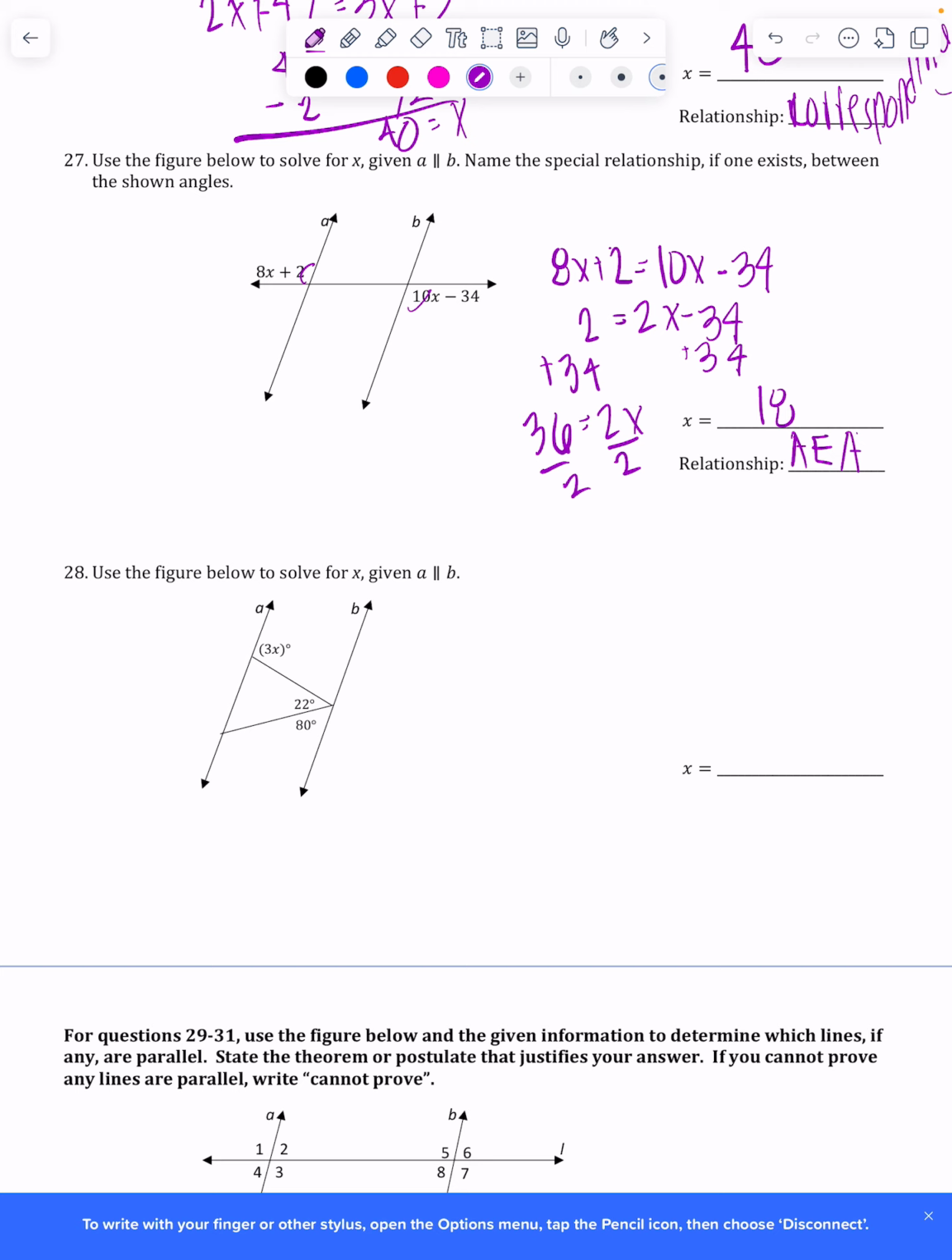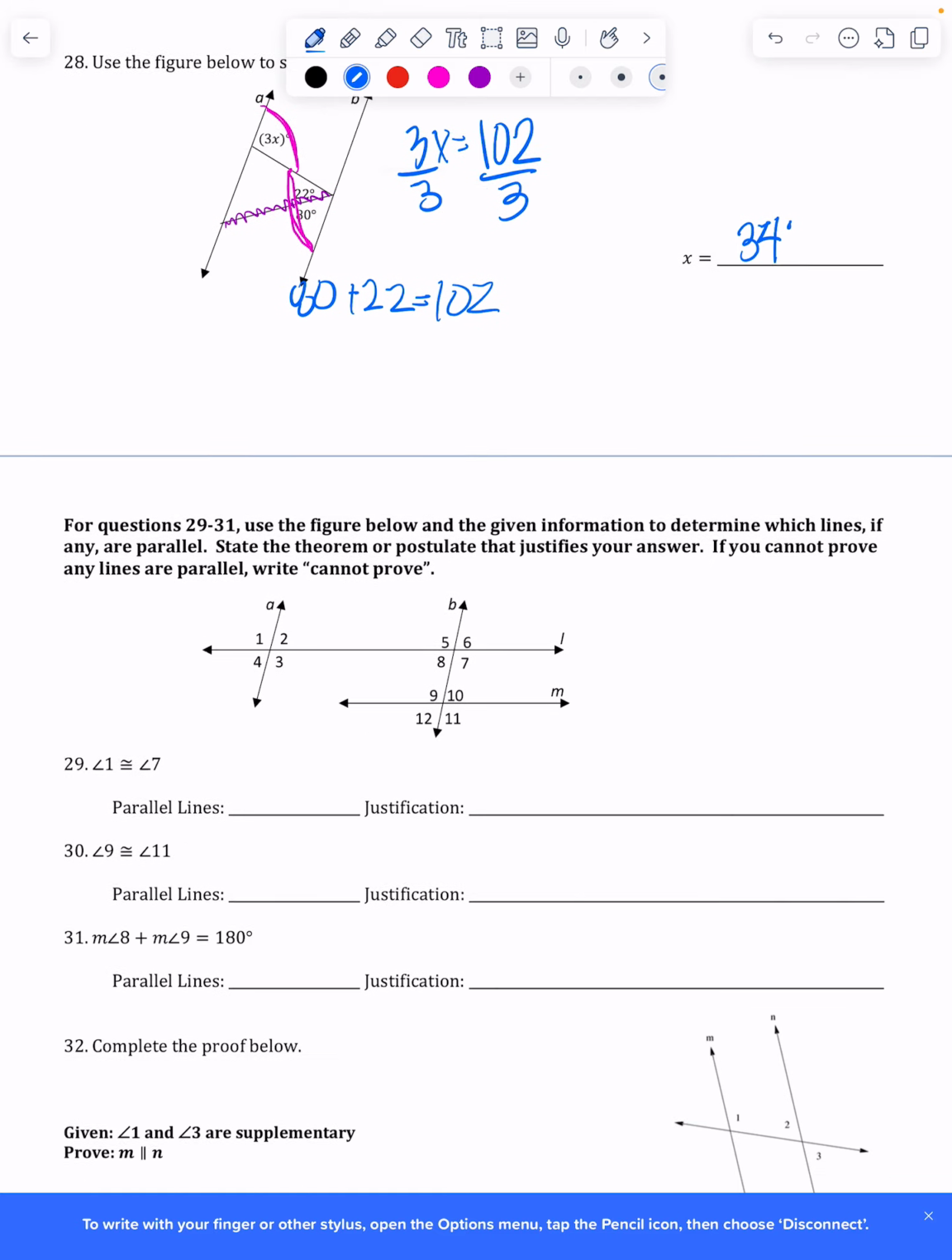Okay, next up. This one's tricky. It's almost like you want to ignore this line and see it as this angle right here and this angle right here. They are alternate interior angles. So in order to do that, I'm just going to go ahead and set them equal. So 3x equals 102. And I got 102 by adding 80 plus 22. That's where I got the 102. So I divide by 3 and divide by 3, and then I get x equals 34 degrees.